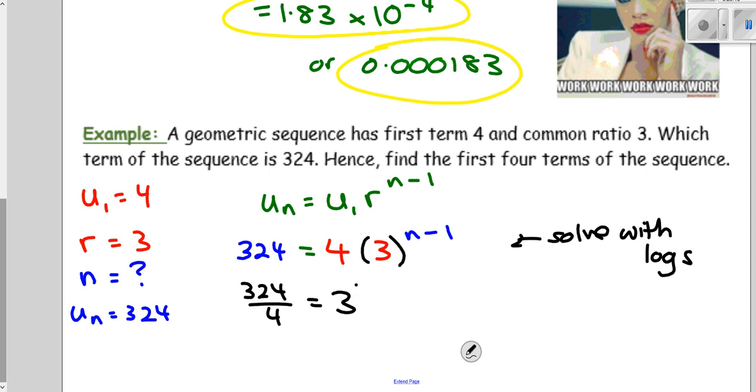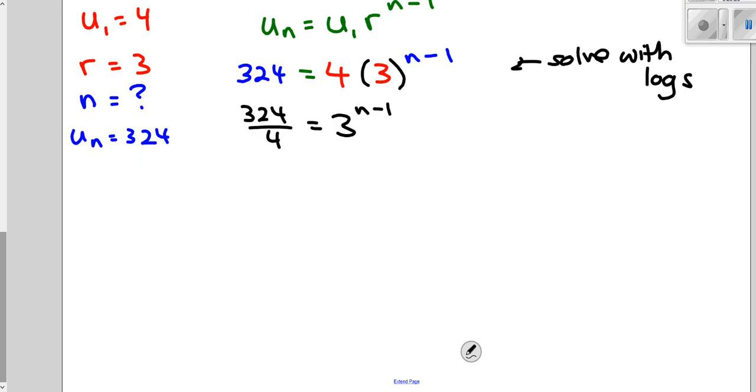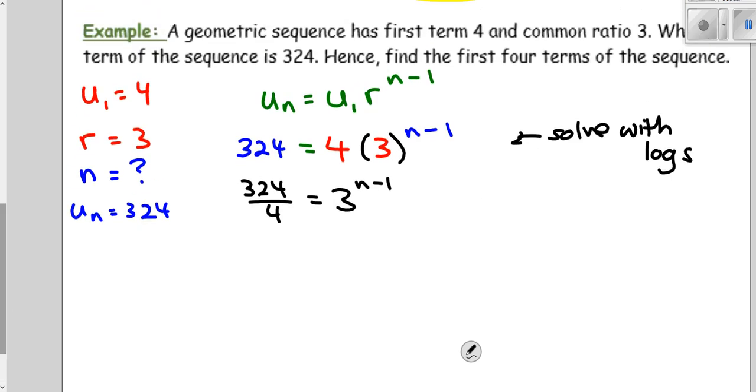And now it's from here you can start to use awesome logs. Do you remember, when you've got your unknown exponent, that you would log both sides? If you know what 324 over 4 is, it's better, isn't it? You could just write 324 over 4, but if it's 81, let's write that. Log of 81 equals log of 3 to the power of n minus 1. And do you remember a special log law that enables you to do something with this?